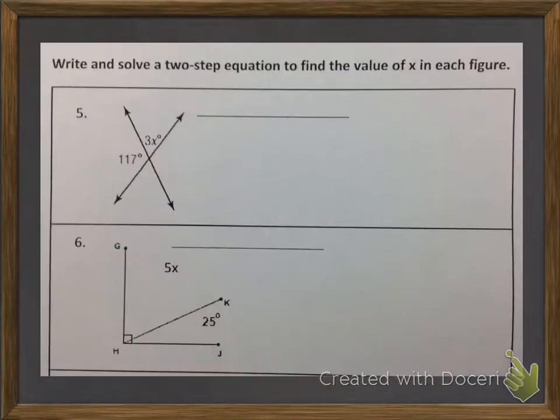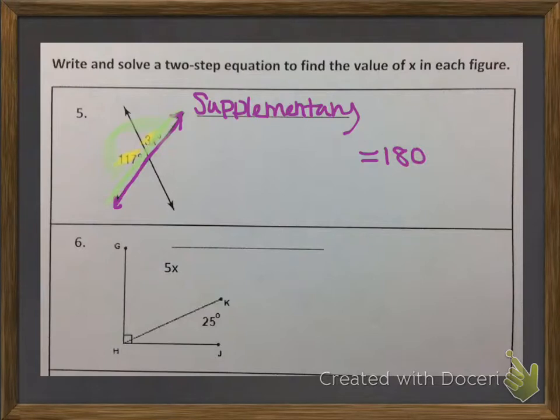Number 5: write and solve a two-step equation to find the value of x in each figure. Here we have 117 and here we have 3x. If we look at the base of what these angles are on, that is a straight angle. That means all of this right here is 180 degrees. So this is a supplementary angle, which means it equals 180 degrees. That means that 117 plus 3x equals 180 degrees.